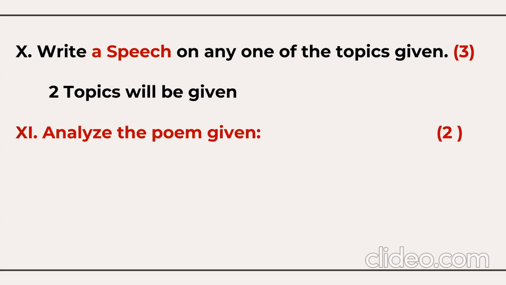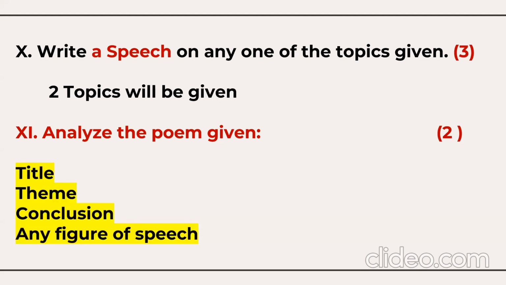Then you have here, analyze the poem given. One unseen poem will be given, not a very long poem, hardly 5-6 lines. You need to analyze the poem. When you are analyzing the poem, you should think about the title of the poem, theme of the poem, conclusion. If you find any simile, metaphor, alliteration, find out and mention. Don't write too much. It's only for 2 marks, just 5-6 lines explanation. You can write it.